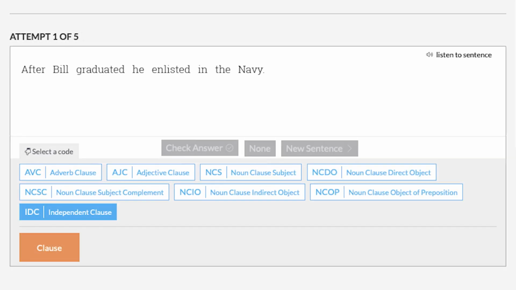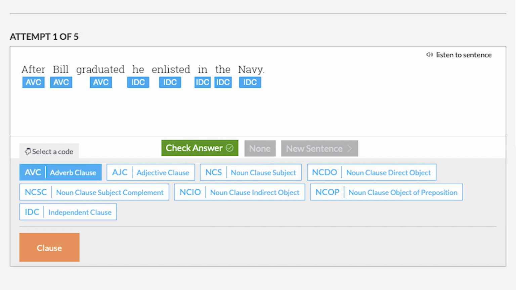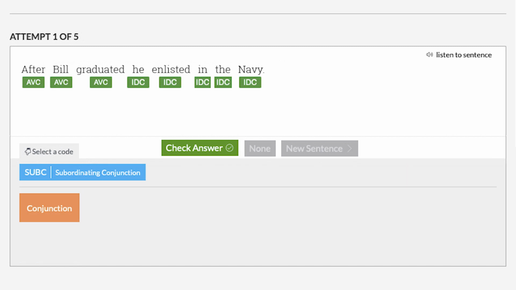An example of a complex sentence with an adverb clause. After Bill graduated, he enlisted in the Navy. He enlisted in the Navy is an independent clause. After Bill graduated is a dependent clause functioning as an adverb. The word after is a subordinating conjunction introducing the dependent clause and making the clause an incomplete thought.